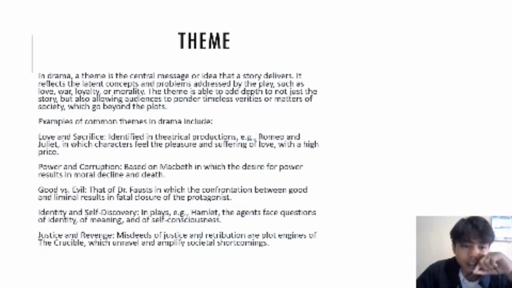Next, the last one is identity and self-discovery. In plays, for example Hamlet, the agents face questions of identity, of meaning, and of self-consciousness. Next, justice and revenge. Misdeeds of justice and retribution are both engines of The Crucible, which unravel and amplify societal shortcomings.